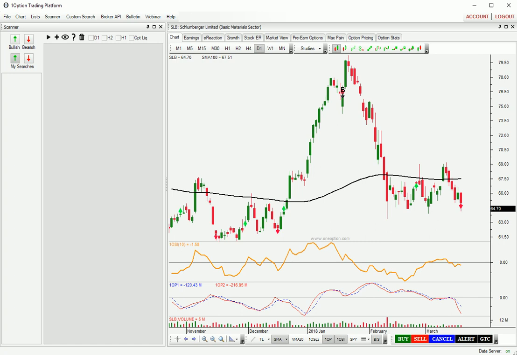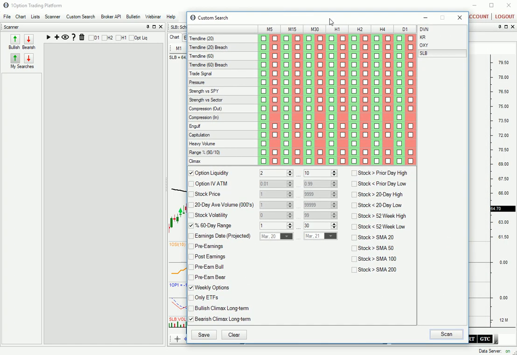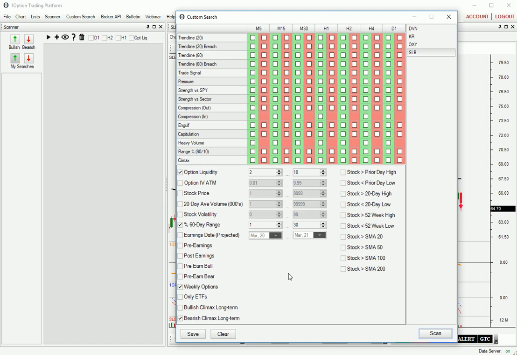So let's vary this search just a little bit and see if we can come up with something different. Perhaps this percent 60-day range was not the best criteria that we could select. So again, we're looking for that long-term pressure on the stock. Maybe we want to find a stock that is currently in a compression. That would be good. And we'll do that on a daily basis since we're looking for a longer-term position. Probably sell this put spread and have it on for a week or two.